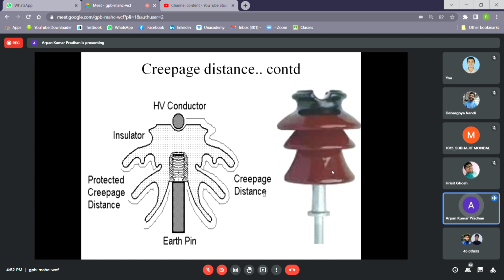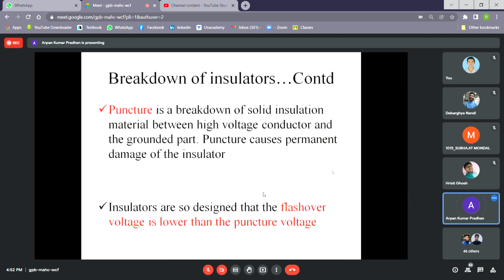So that's why generally what we do, we manufacture the insulator in such a way that its puncture voltage should be higher than the flashover voltage, so that in any accidental case, flashover can occur, but the puncture should not occur. Is that okay?